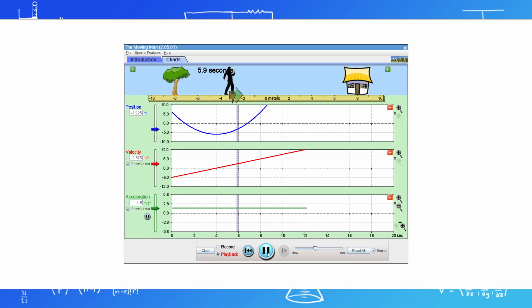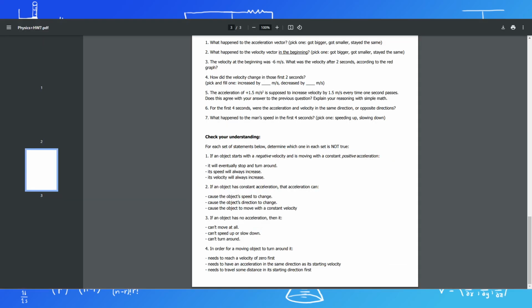They have a very, very split-second stop in their motion before they turn around. There is a point, you can even see it on the graph, where their velocity does hit 0. There is a specific moment in time where they're not moving, but just for a moment. So, needs to reach a velocity of 0 first? That is true. You cannot turn around without hitting 0 first.